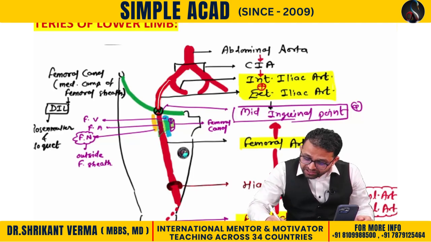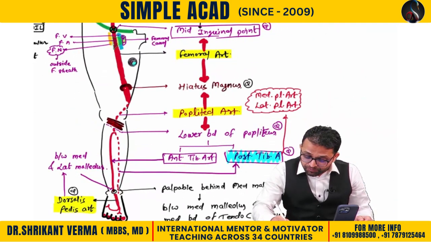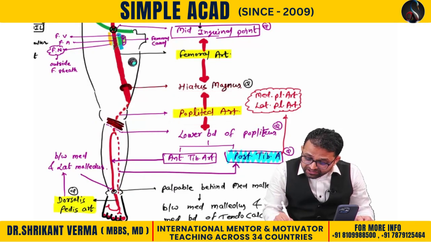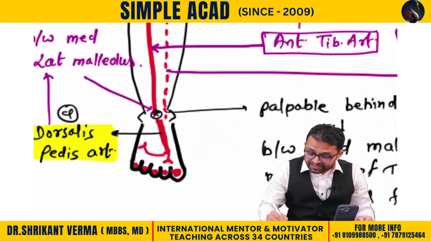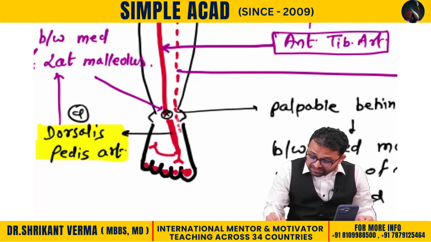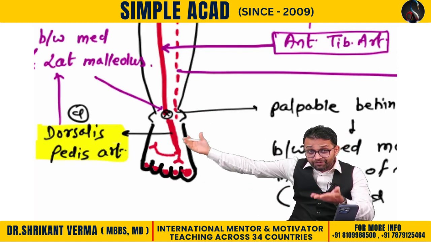Yes, now the external iliac artery is running in our femoral artery. Now it is running in our popliteal fossa, so this is making the popliteal artery. Now it is dividing at the lower border of the popliteus into the anterior tibial and the posterior tibial artery. This anterior tibial artery is running on the dorsum of the foot, so this is the dorsalis pedis artery. Posterior tibial artery is continuing as the medial plantar and lateral plantar.